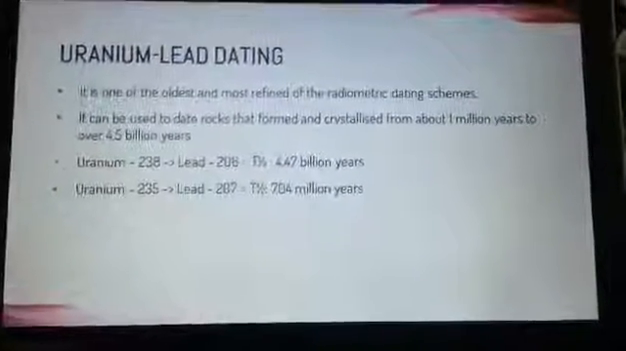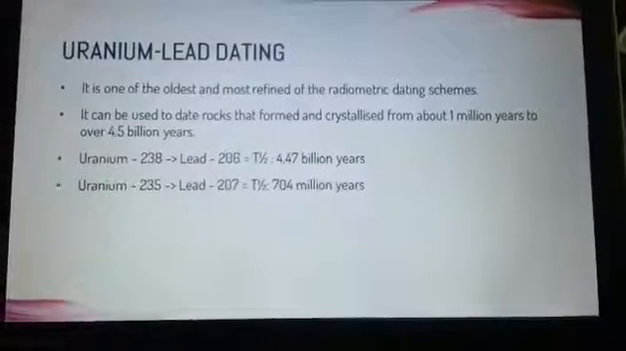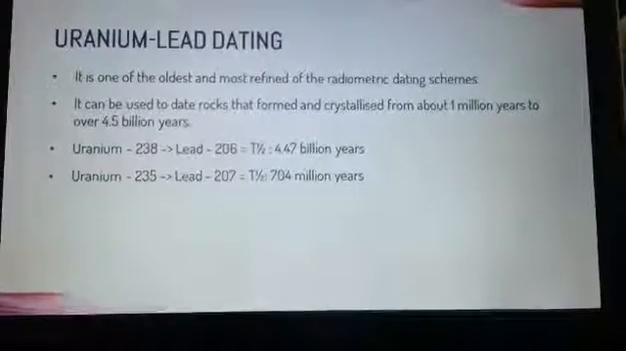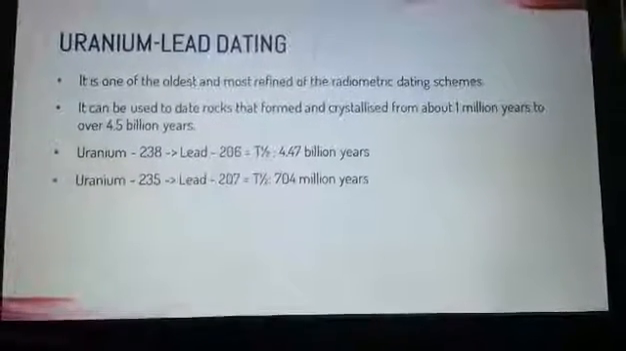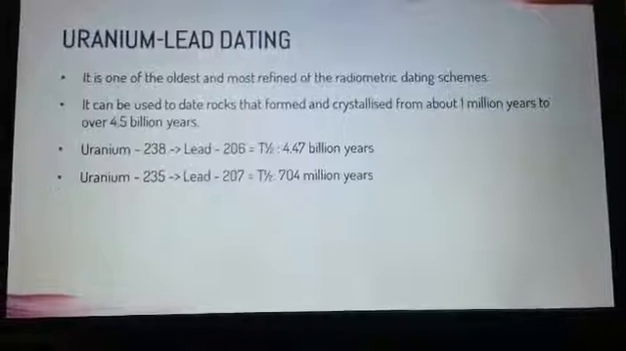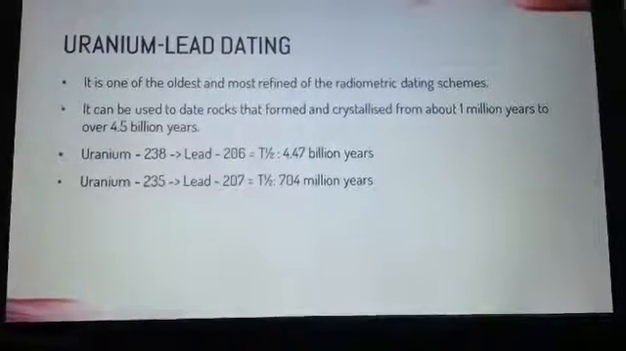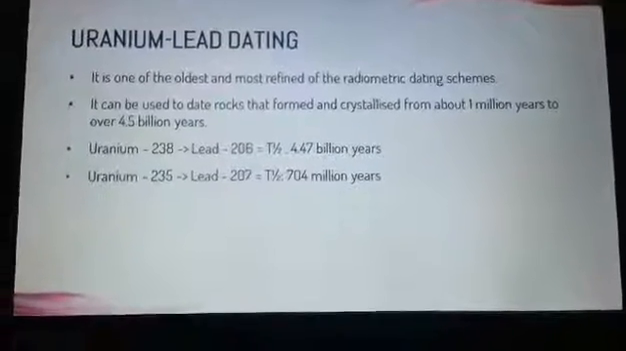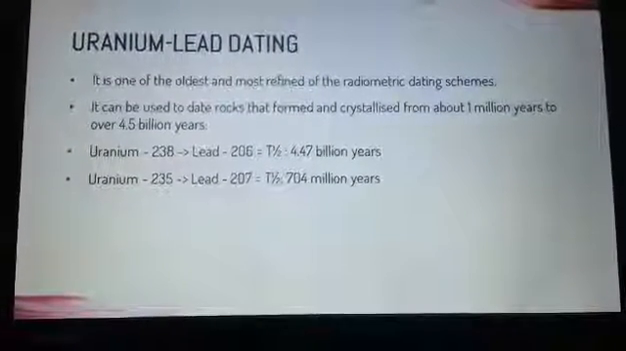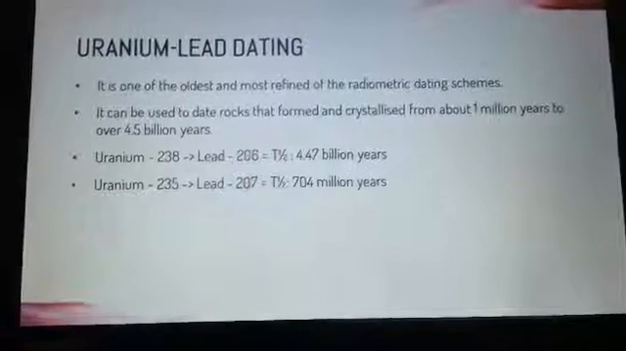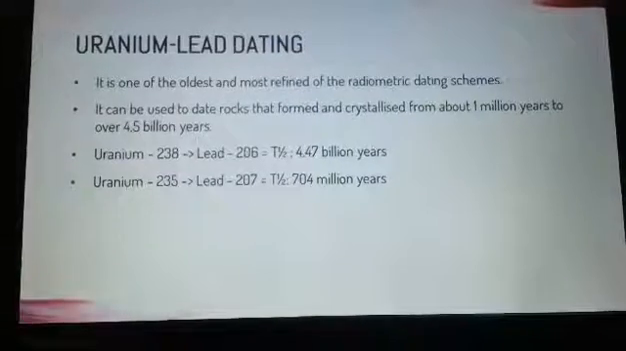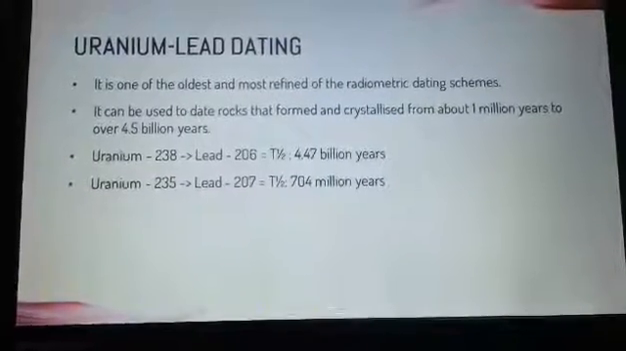Uranium-lead dating. It is one of the oldest and most refined of the radiometric dating schemes. It can also be used to date rocks that form and crystallize from about 1 million years to over 4.5 billion years. Uranium-238 decays to lead-206 with a half-life of 4.47 billion years. Uranium-235 decays to lead-207 with a half-life of 704 million years.